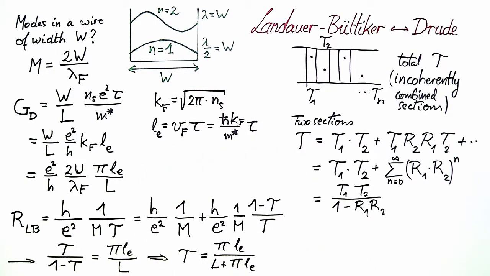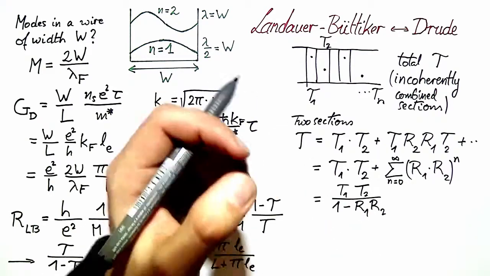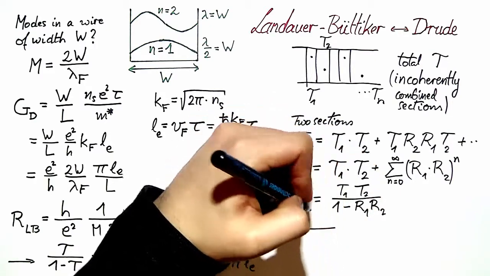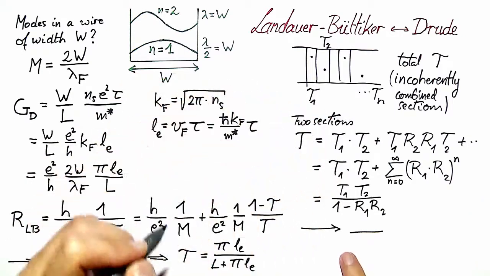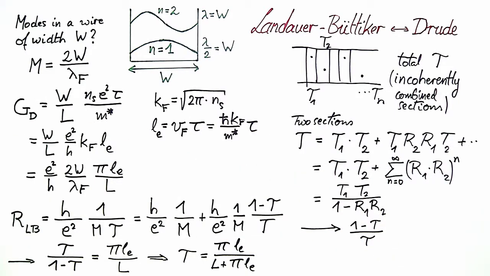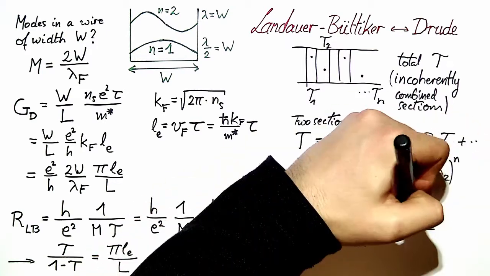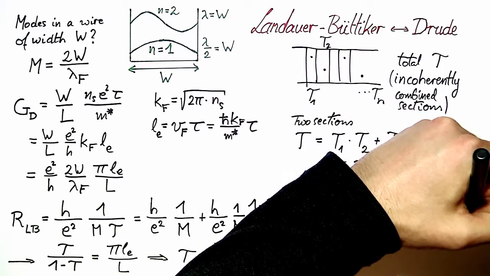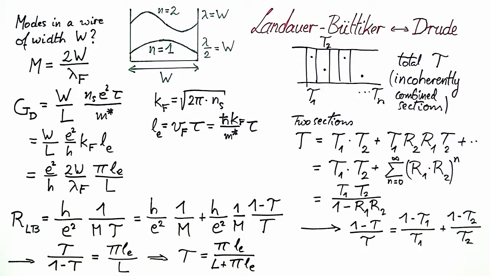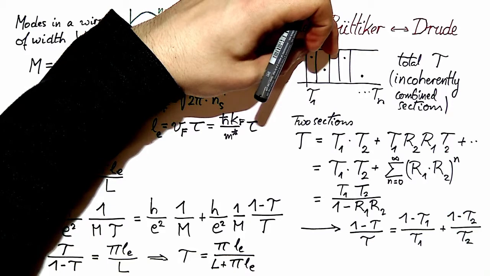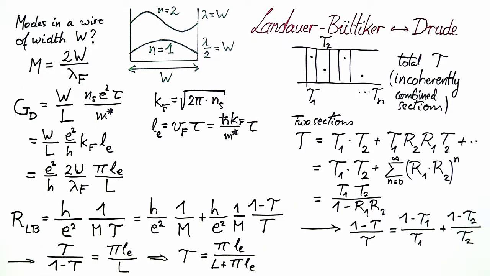So obviously transmissions are not additive, but with the help of this formula, we can check that the expressions 1 minus T over T, which have appeared here before, are additive. So that now if you consider this expression here, the pure resistance of those two sections of the wire, it will be given by the sum of those expressions here for the two sections of the wire.